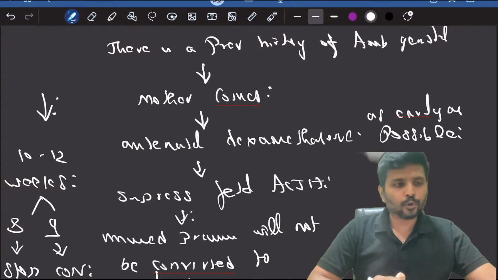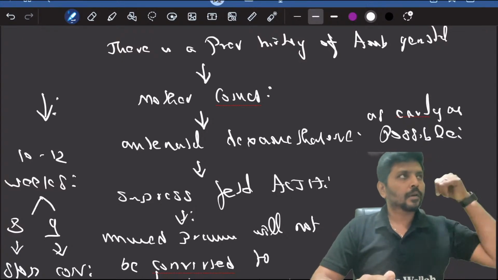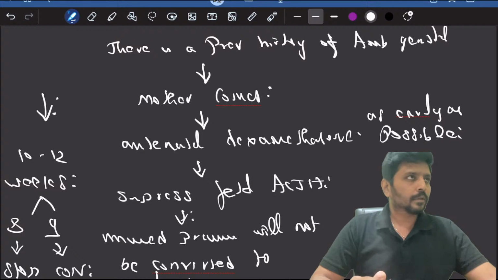That's why this protocol. Our driver phone பண்ணியார்.